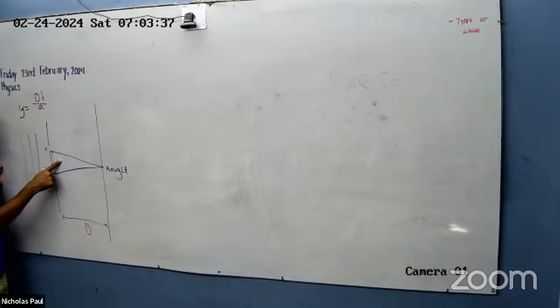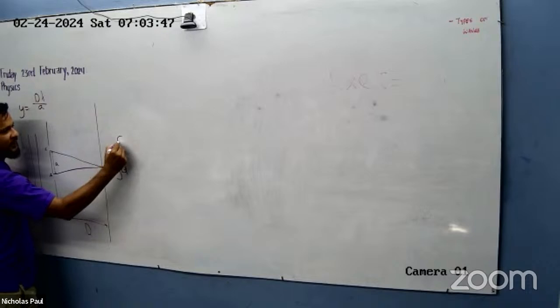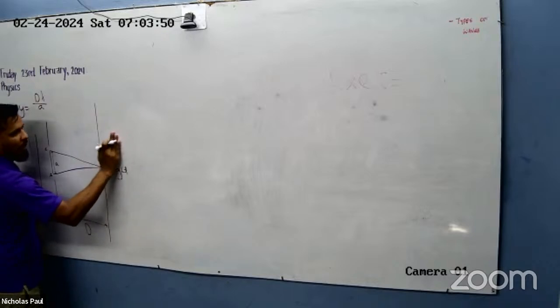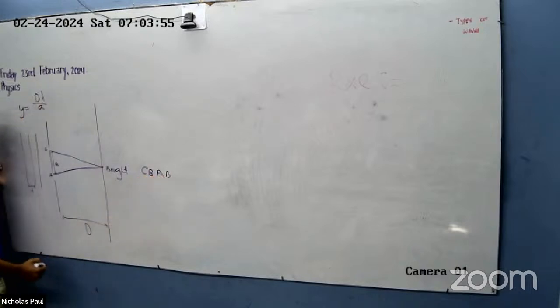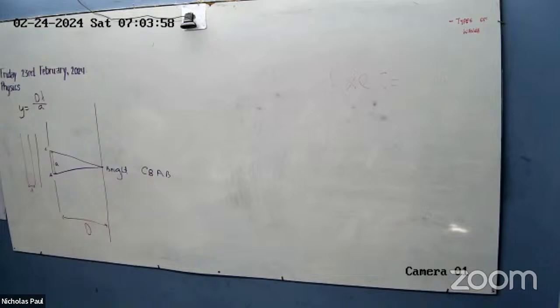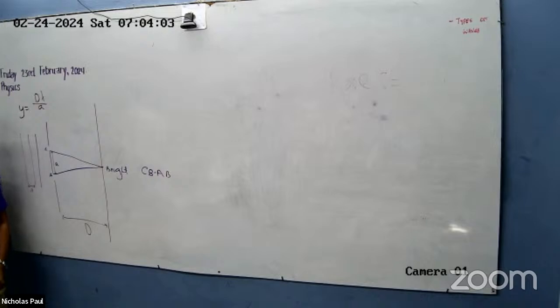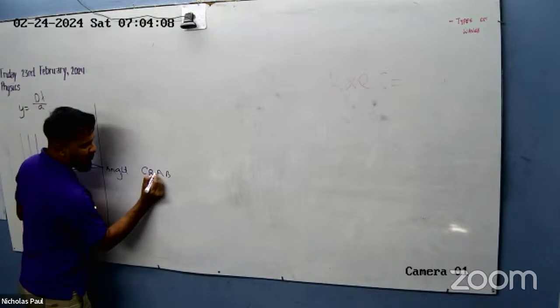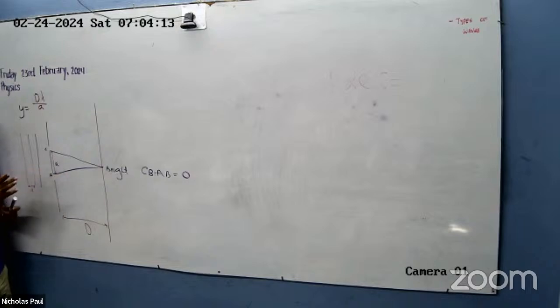Well, what could you say about the paths that they travel, CB and AB? Did they travel the same distance? Yeah. So we could say that they are equal, or we could say that the path difference is 0. So the difference in their paths is 0. That's okay?